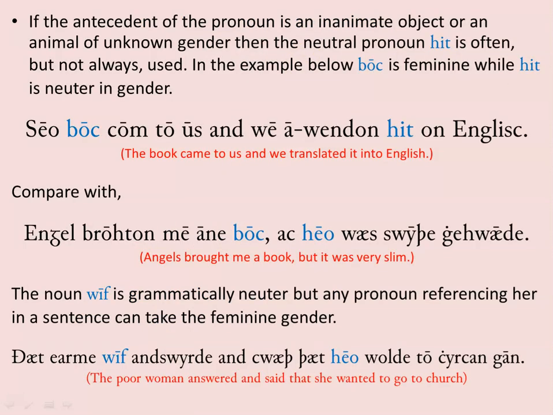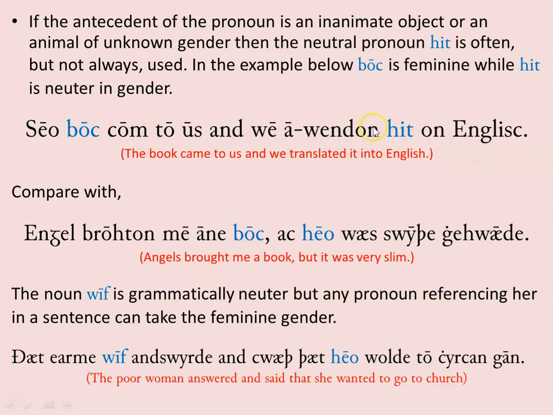All right, if the antecedent of the pronoun is an inanimate object or an animal of unknown gender, then the neuter pronoun hit is often, but not always, used. Hence the example I was talking about earlier with the sun. I have seen a version of that where hit could also be correctly used. In the example below, boc is feminine while hit is neuter in gender. So although we have a feminine noun here, the actual pronoun that refers back to it, hit, is neuter. So it violates that rule of agreement we're talking about. That is where the exception is, and we'll see why shortly, but it's still valid.